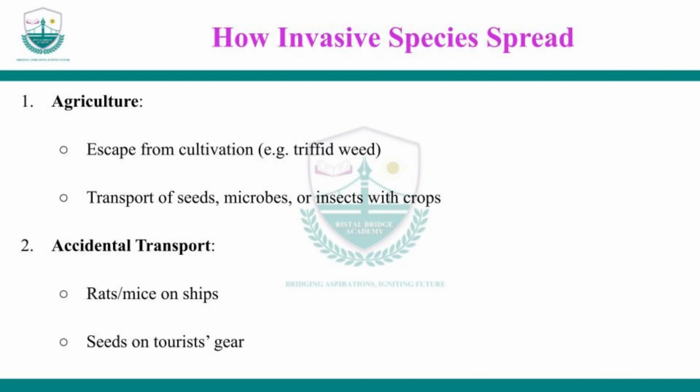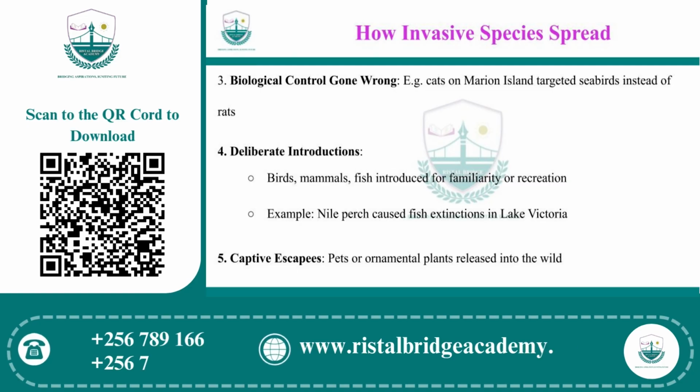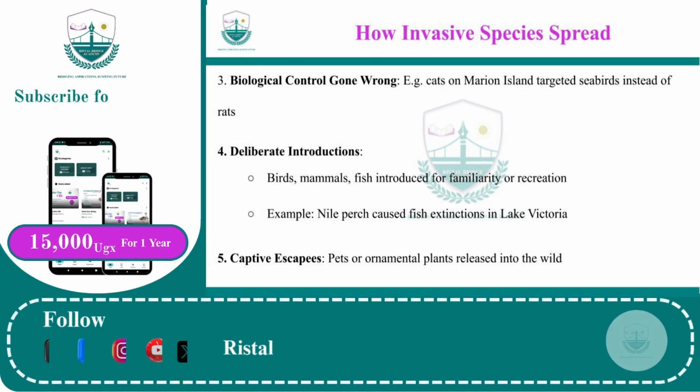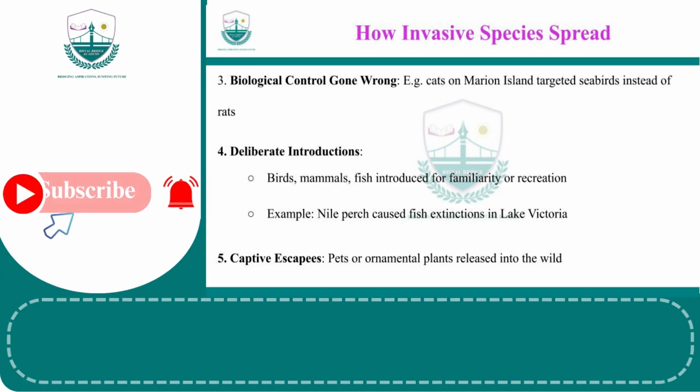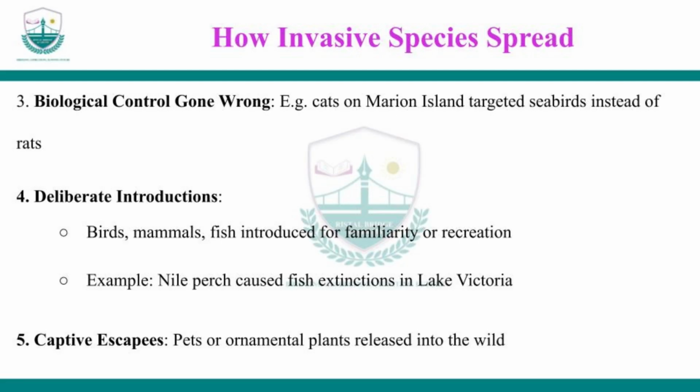Agriculture: species introduced for farming or livestock but escape. Transport: seeds or organisms hitchhike on ships, planes, or cargo. Failed biological control: for example, cats introduced to islands to control rats, which then preyed on birds. Deliberate introduction: the Nile perch was introduced to boost fish yield but damaged native ecosystems. Ornamental escapes: plants like water hyacinth were used in ponds, then escaped into lakes. In almost every case, humans play a key role in their introduction and spread.